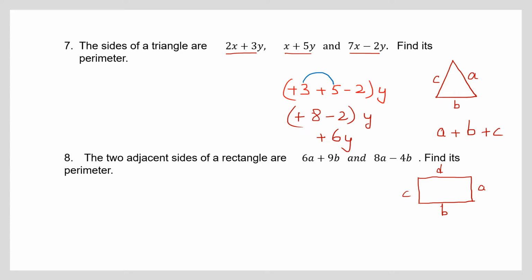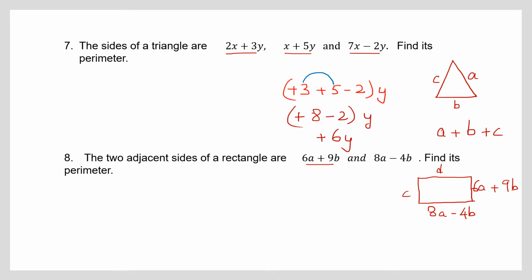Here we are talking about a rectangle and we are saying the adjacent sides are given. So that means suppose I say here this is 6A plus 9B and this one, the next adjacent side, I can take this as the adjacent side and write 8A minus 4B. Okay, so the adjacent sides are given. Now I need to find the perimeter of this rectangle. Now remember, what is a perimeter?